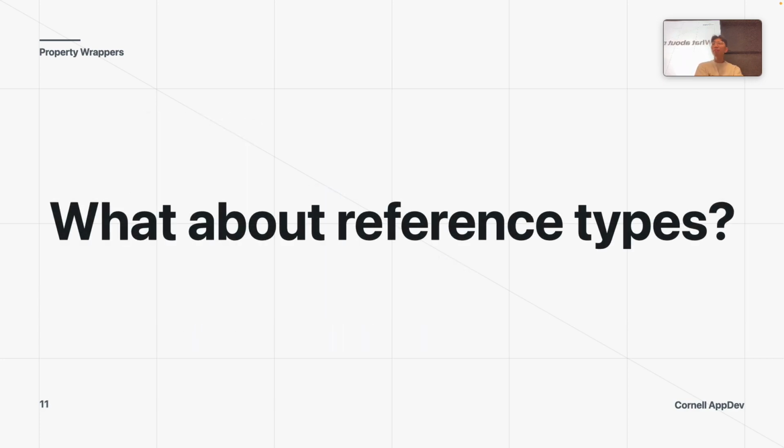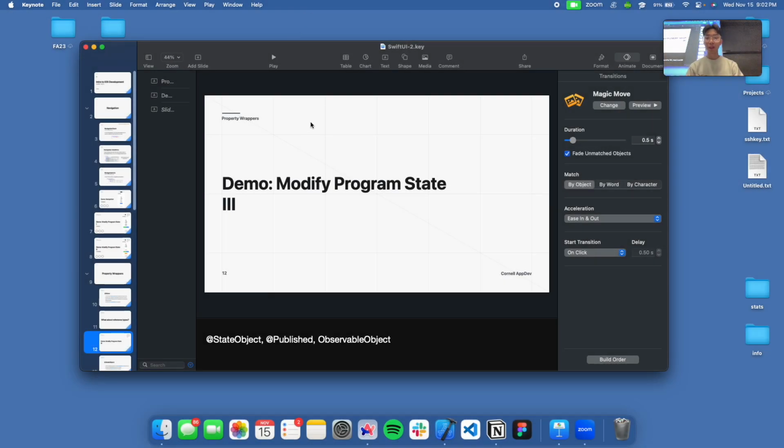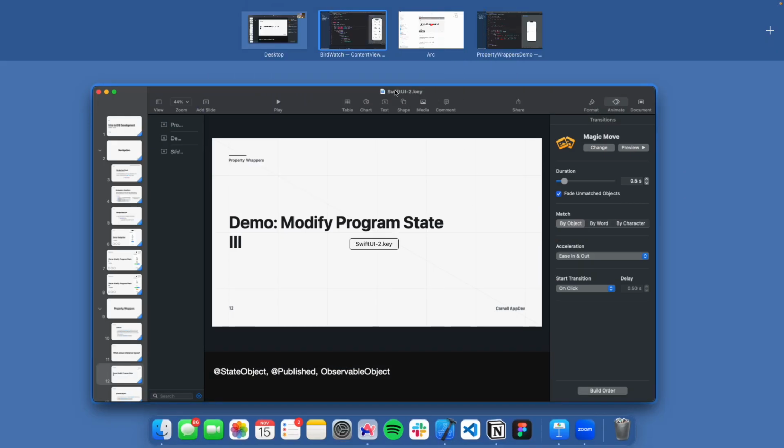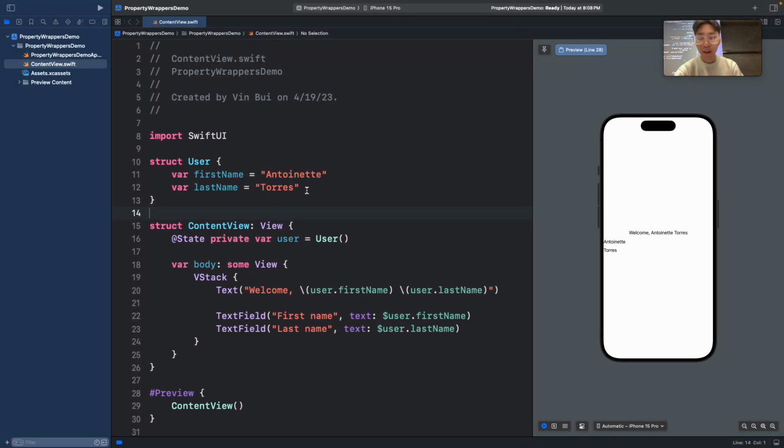So I only mentioned value types, right? I only introduced an int, a string, and structs. Now what about reference types? So what I'm going to do is use another demo. There isn't code for this, but y'all can just follow along.